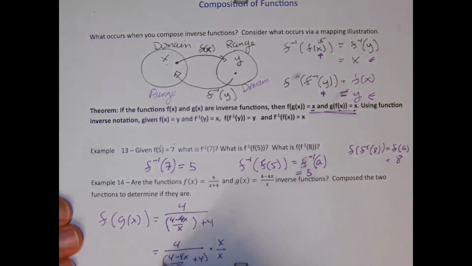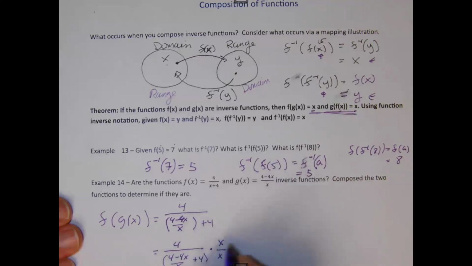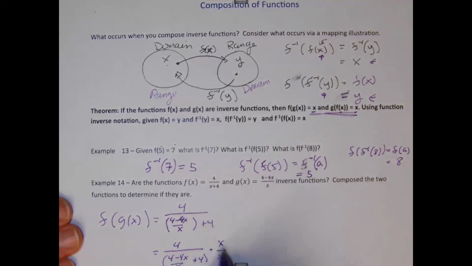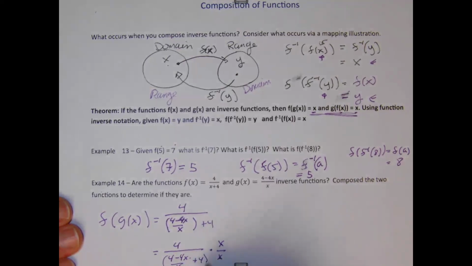Of course, this bottom consists of two terms, so I have to distribute through. The numerator doesn't look that way. 4x, that works. 4 times x is 4x. But here I'm going to distribute. So when I distribute x times this entire expression, remember the x's cancel, so leaving me with 4 minus 4x.